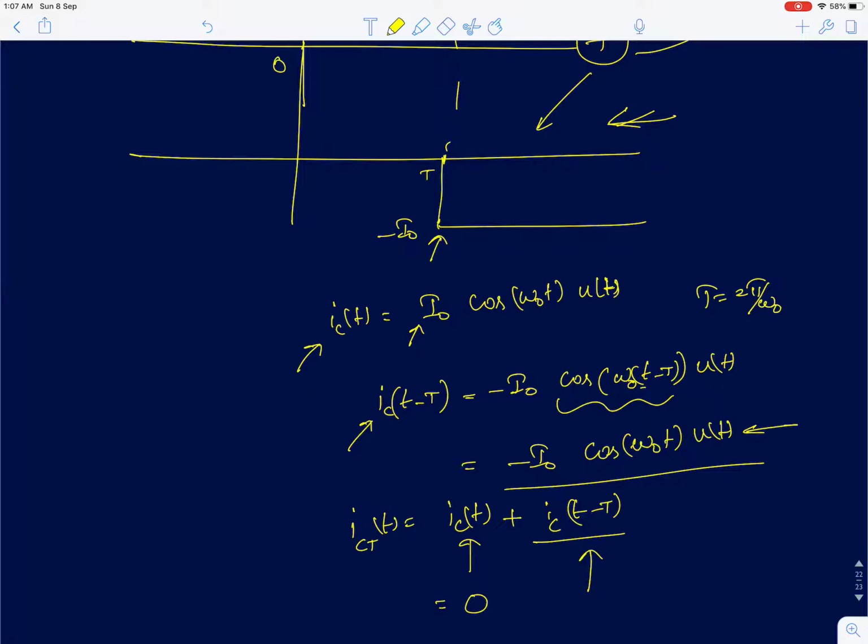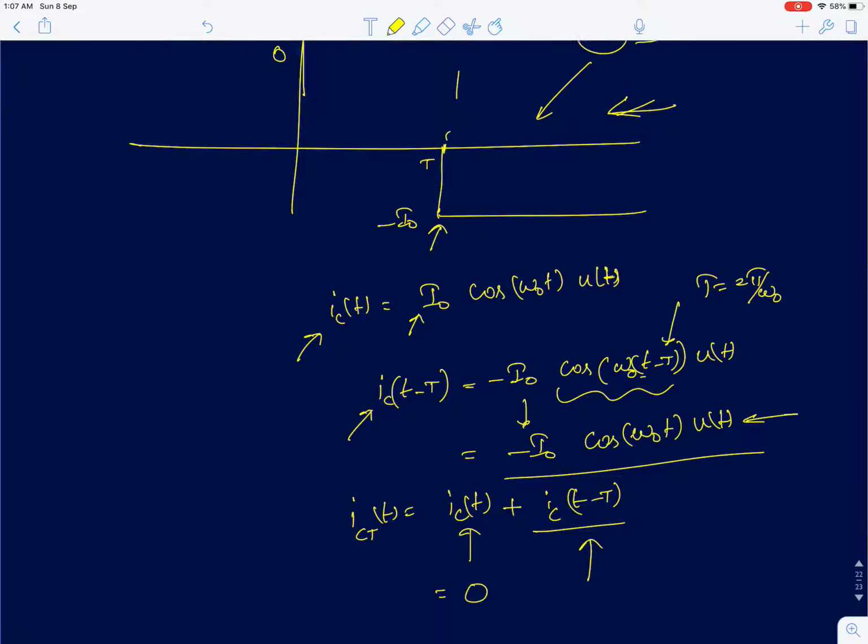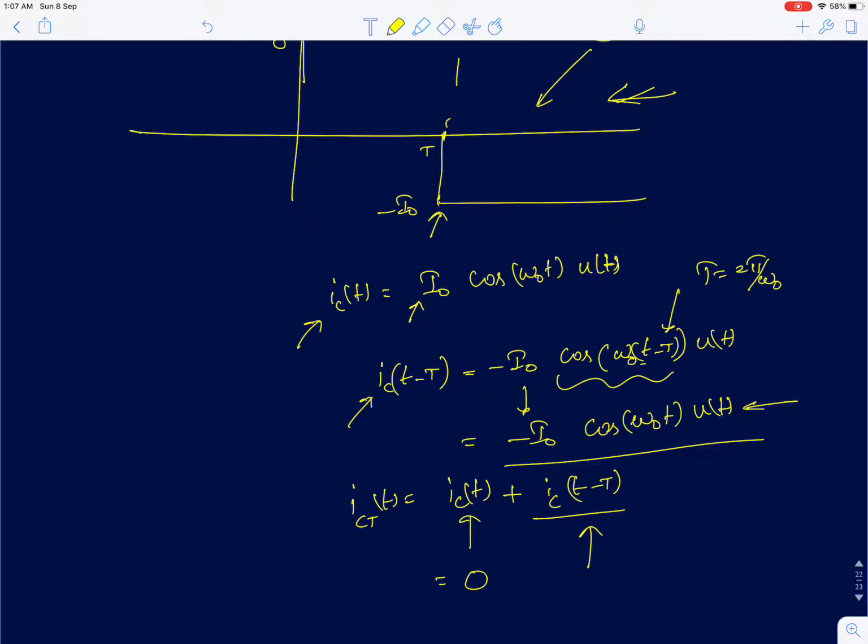All the sinusoids will be the same because you are just shifting it by T seconds. Okay, all the solutions will be the same. You are just putting a negative sign to the current, so they'll all add up to 0 after t equal to T. Before that it will behave like how the input was for a simple step input.